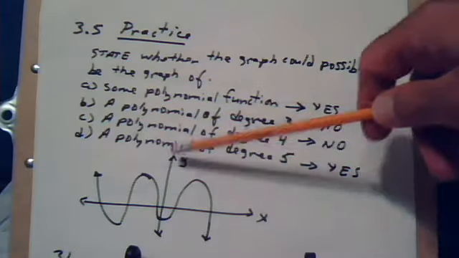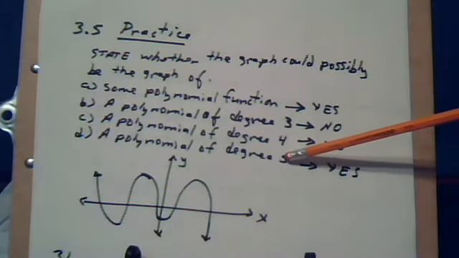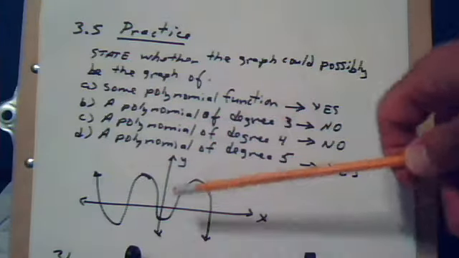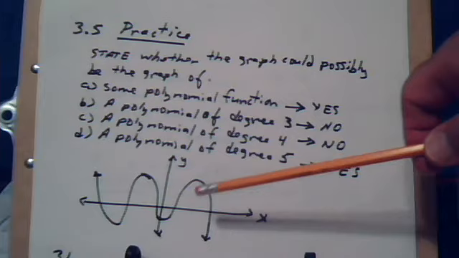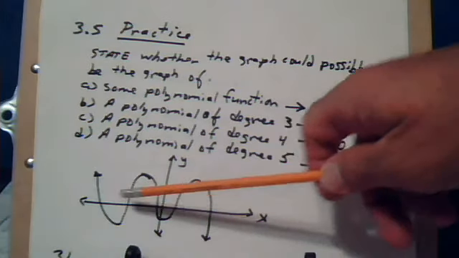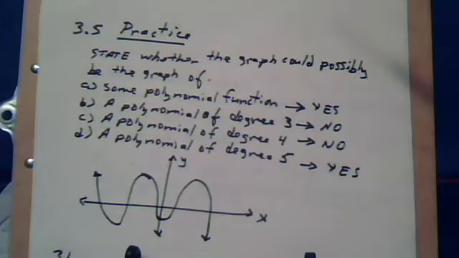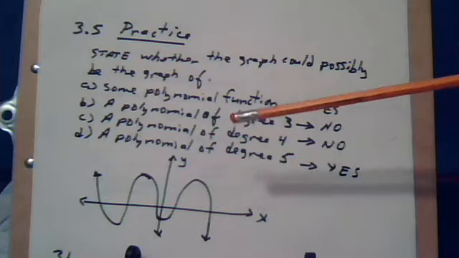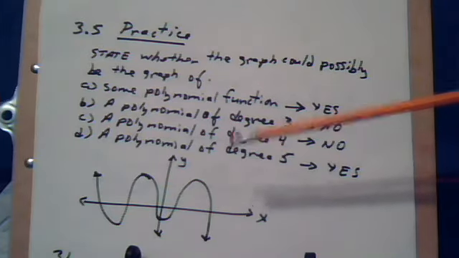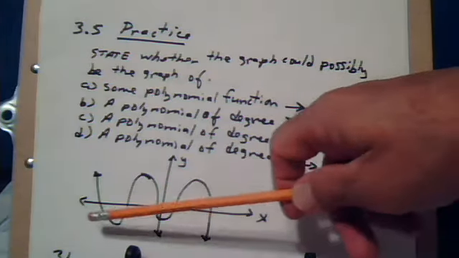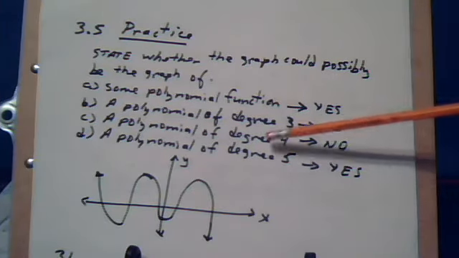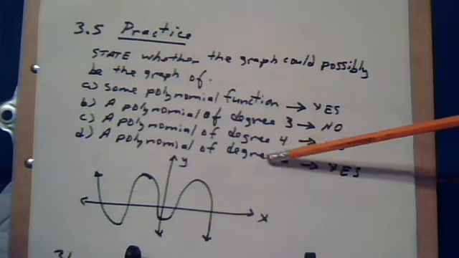Can this be a polynomial of degree 5? Okay, it's odd. It's pointing in opposite directions at the ends. So now let's go through the other two requirements. Does it have at most 5 x-intercepts? 1, 2, 3, 4, 5. Yes. It doesn't go above 5 x-intercepts. Does it have at most n minus 1 turning points? That would be 4. 1, 2, 3, 4. So it didn't go above 4 turning points. So yes, this could possibly be a polynomial of degree 5.